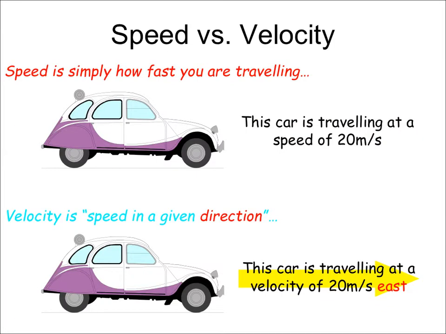Now, speed is our classic scalar. It has no direction, only a size. Whereas velocity is our classic vector. It not only has a size, as speed does, but a direction of travel. You have to say where you're going. You can't just say I'm doing 20, you have to say I'm doing 20 east, like the police do over the radio on all the terrible cop shows.